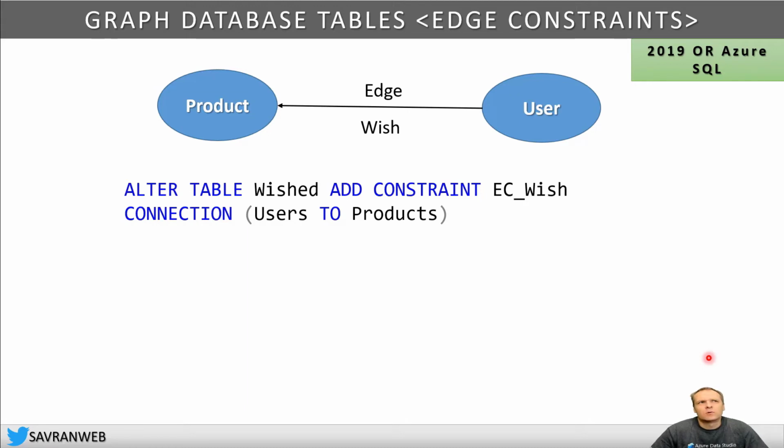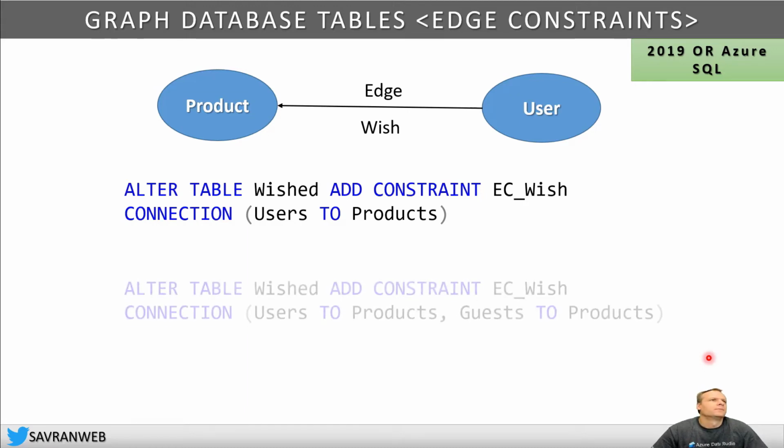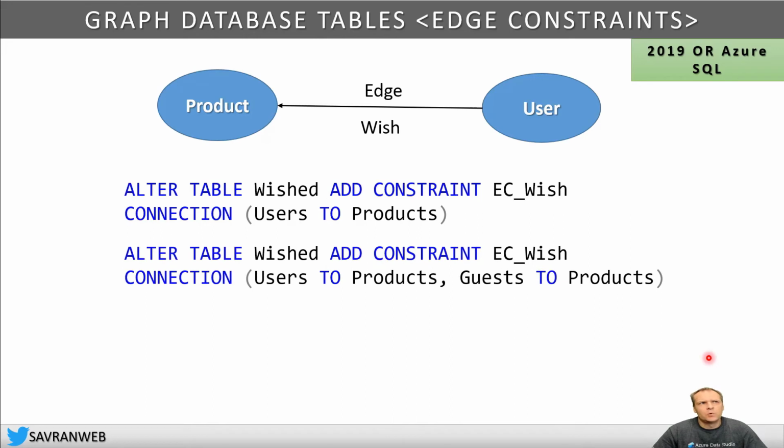This can get a little bit more complex, though it's very simple here. If you want, you can define multiple locations. So in here, for example, I'm saying my connection can go from users to product, or it can go from guests to product. We can do that.